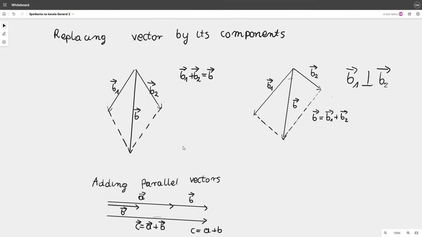To find components of a vector, we draw directions of components from the beginning of the vector B. Next, we draw from the end of vector B lines parallel to these directions, here and here. In the points where these lines cross directions of components, there will be ends of components, here and here.